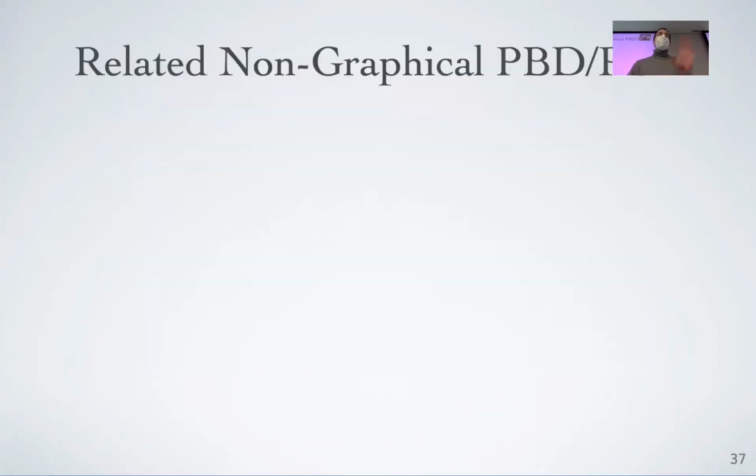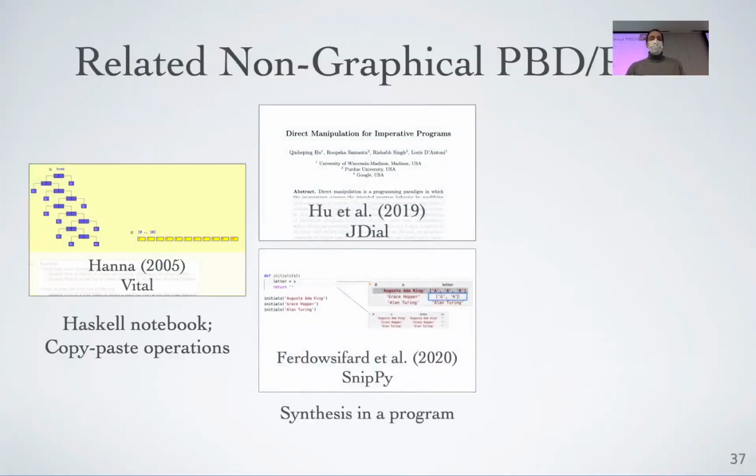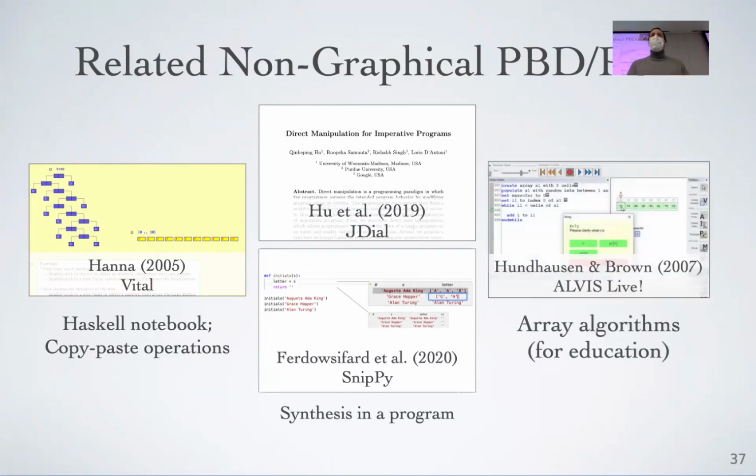Well, there have been some systems that do a little bit of this. There's a Haskell notebook where you can maybe do some copy paste operations. There are also a couple of recent works where you can do program synthesis inside code that you're writing and have it generate little chunks of code for you, where you give it some examples of what you want. And more closely related, there's a system called Albus Live, where you can demonstrate iterative array algorithms on a canvas, and it will give you textual code.